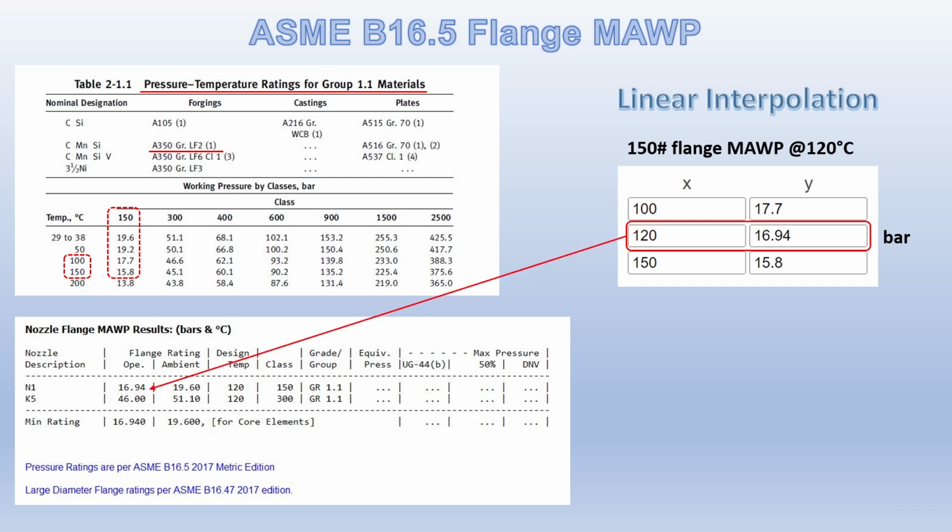The previous one is the value we just generated in PV Elite. The arrow you see now is the value generated from the report, checked against the table of ASME B16.5. This is how we check that these two values are the same and where we can get this value. Let's continue.